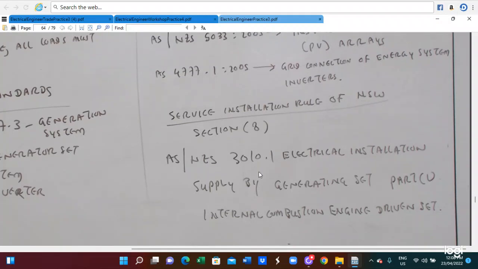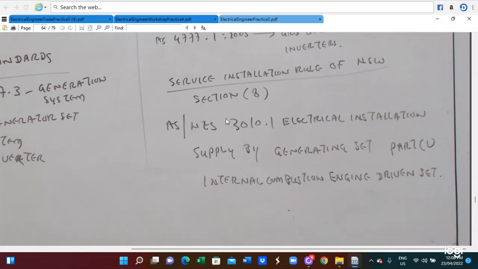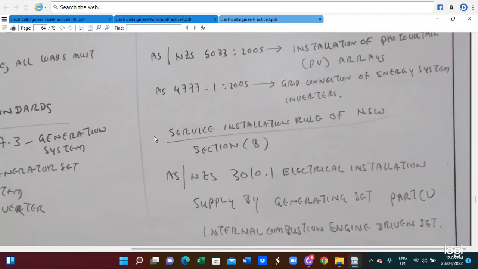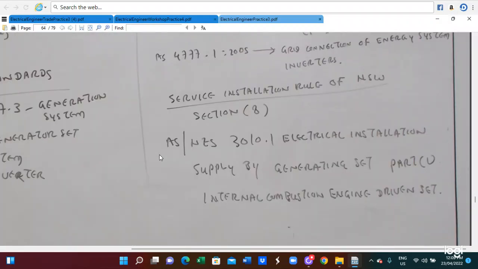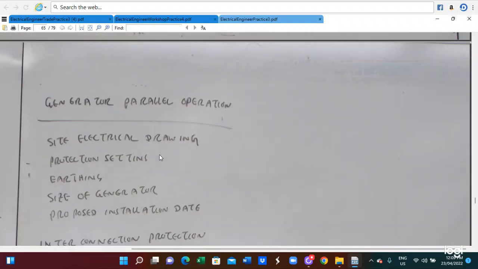Also the service and installation rules of New South Wales, section 8, mention the connection of the emergency system. In the meantime, AS/NZS 3010.1 covers electrical installation supplied by a generator set, part 2. Also international conventions cover engine-driven sets. Those are the rules and regulations that the installation of the emergency system must follow.